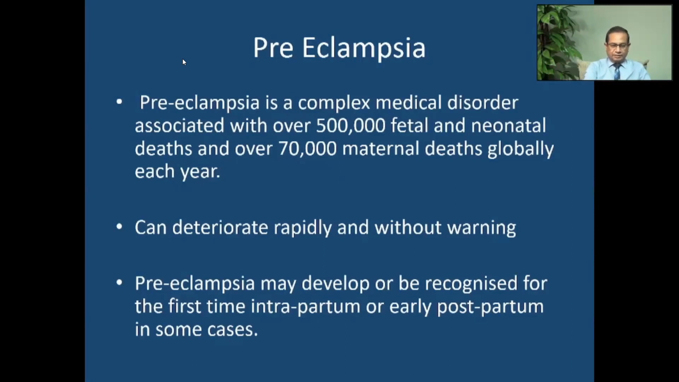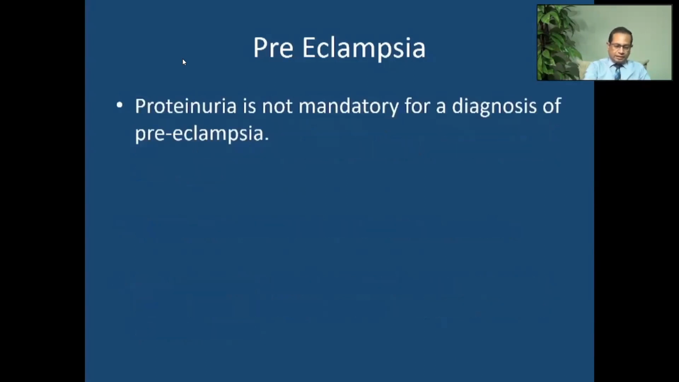And these patients with preeclampsia can deteriorate rapidly and without any warning. And preeclampsia may develop or be recognized for the first time intrapartum or early postpartum in some cases. That is very, very important, because sometimes we are discharging patients home and the patient might develop preeclampsia at home, and then no one knows what's really going on. Preeclampsia can occur for the first time in the early postpartum period. And this is very important.